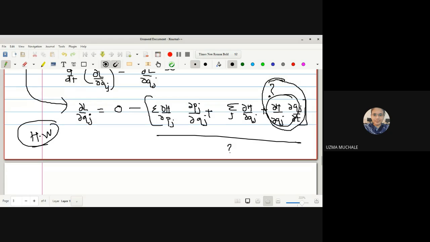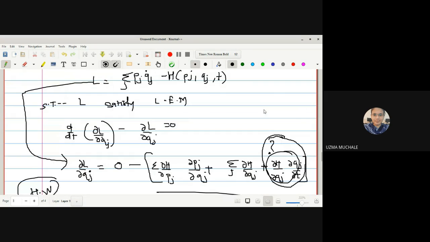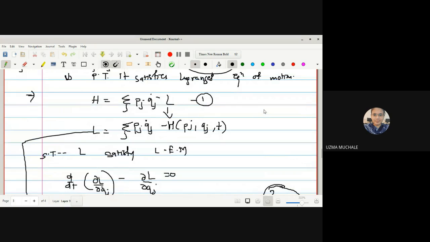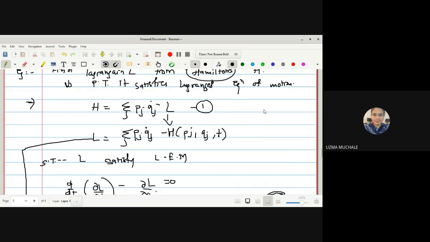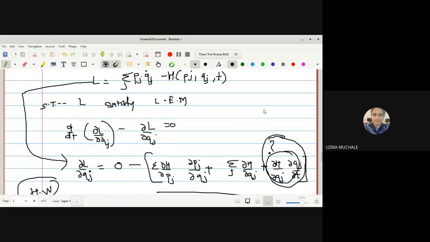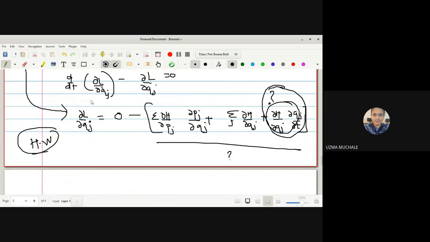The first part I have done. What do you have to do? First you have to find out the Lagrangian from the Hamiltonian, then prove that it satisfies Lagrange's equation of motion. First you have to find out dou L by dou Qj, then d by dt of dou L by dou Qj dot, and then prove the result. Okay.